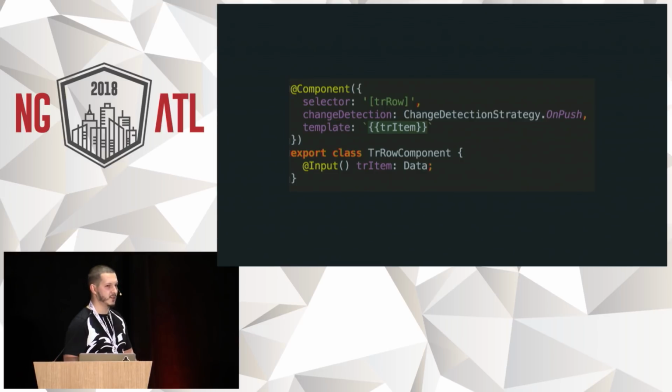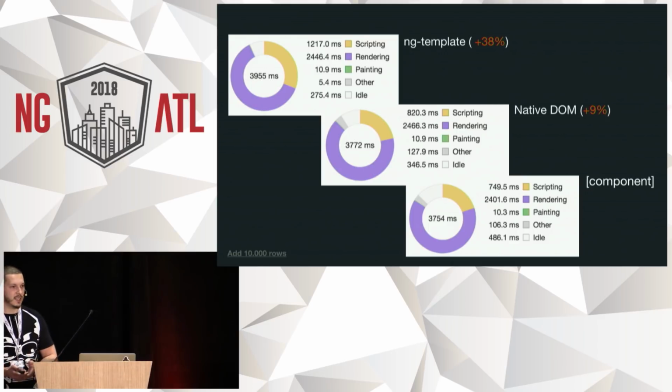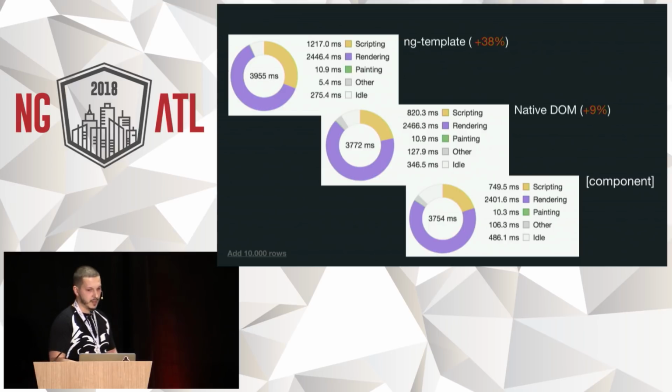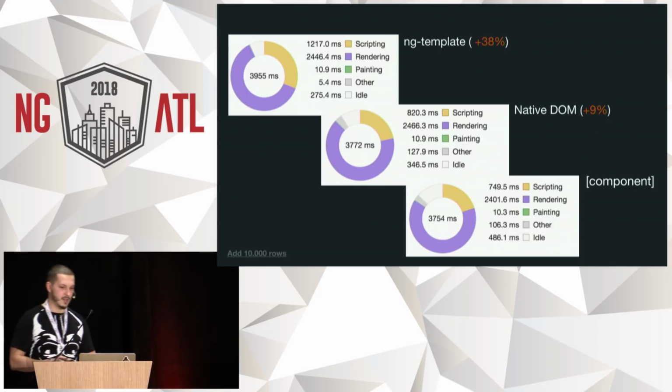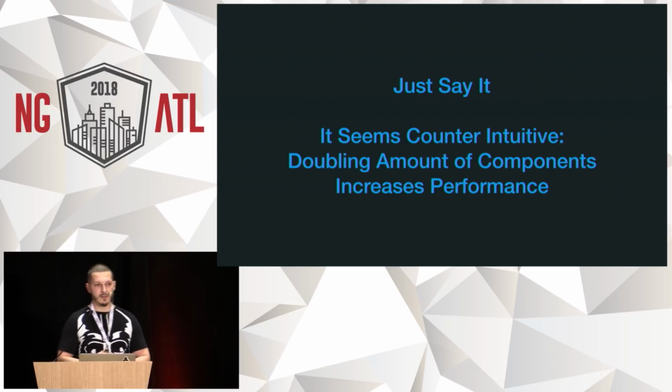Most folks say that native DOM for sure should be the fastest one, correct? Because it's native. In reality, ngTemplate, even for me it was a surprise, will be the slowest one, unfortunately. I have no idea why. I was not improving Angular performance, I was improving performance of my application, so forgive me, I didn't go there. Native DOM was even slower than bad practice component. It seems completely counterintuitive, but doubling the amount of your components could make your application faster.